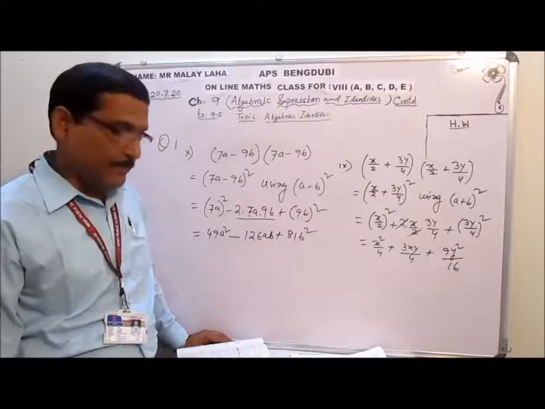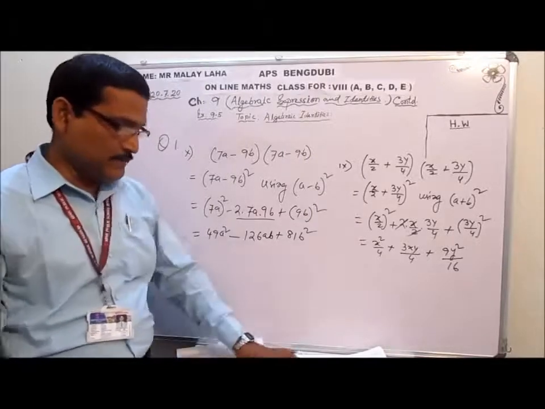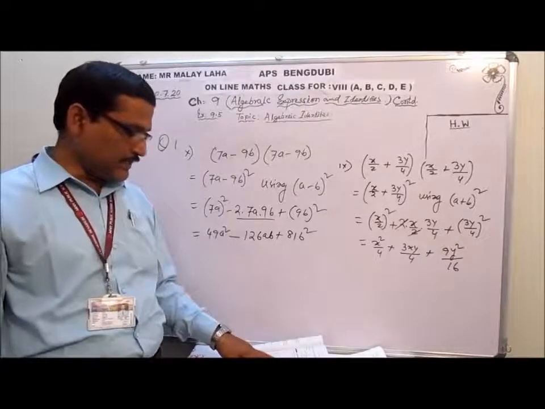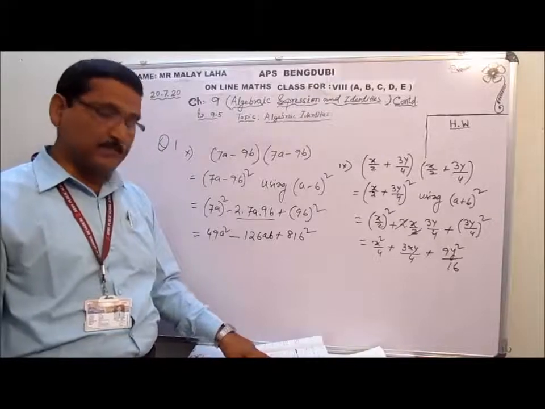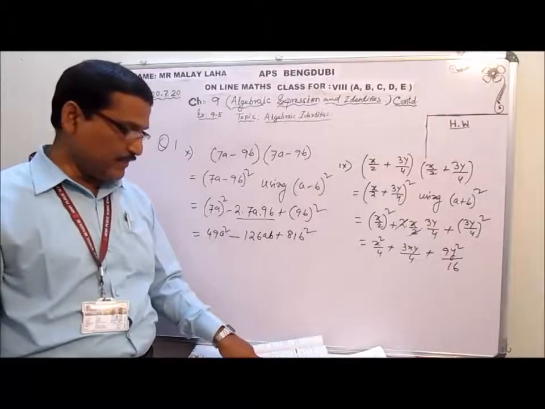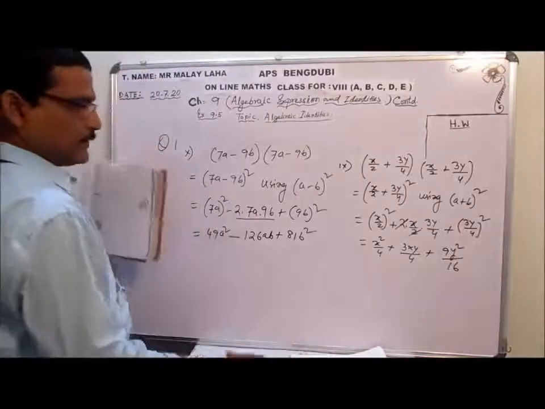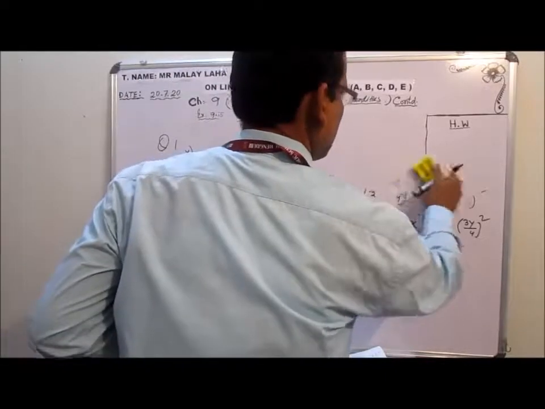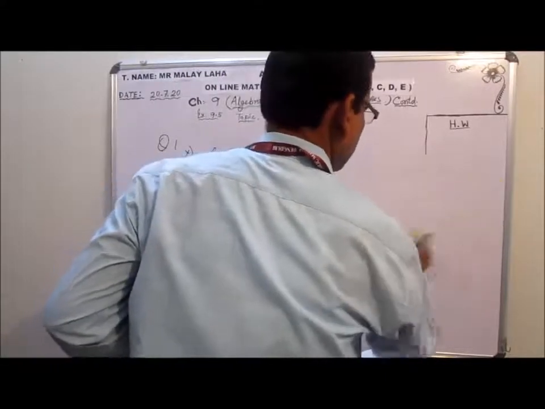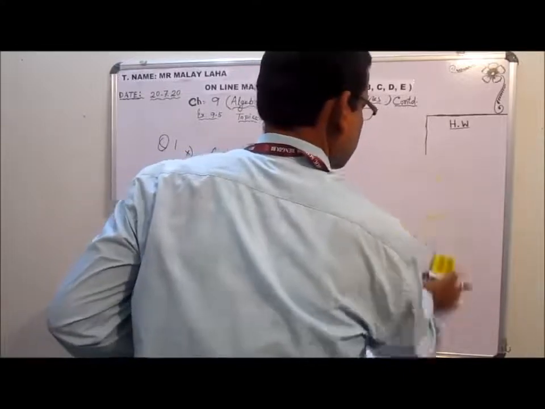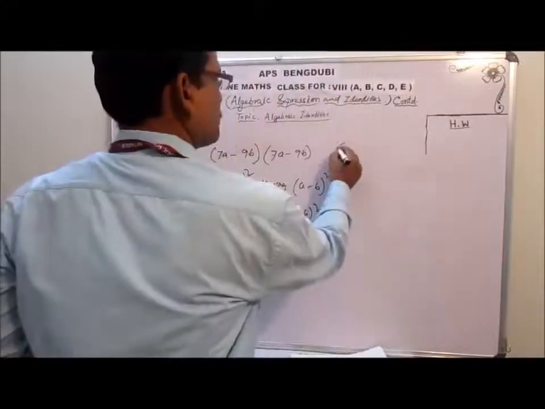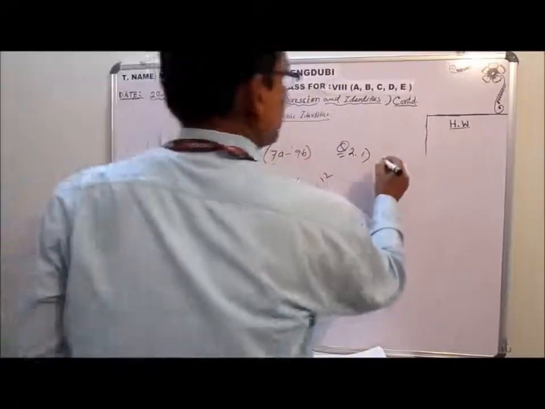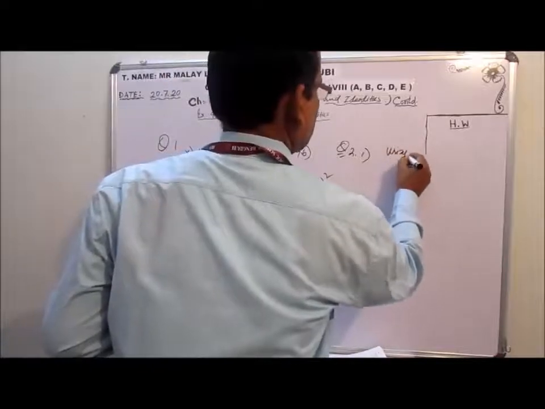Those identities are (a plus b) whole square, (a minus b) whole square and a square minus b square. Now next question, they are saying you have to follow a particular fourth identity: (x plus a) into (x plus b) is equal to x square plus (a plus b) x plus ab. When they have mentioned you have to follow this identity, you have to follow that identity only. Okay. Question number 2, part 1. Using, the first instruction is using what?